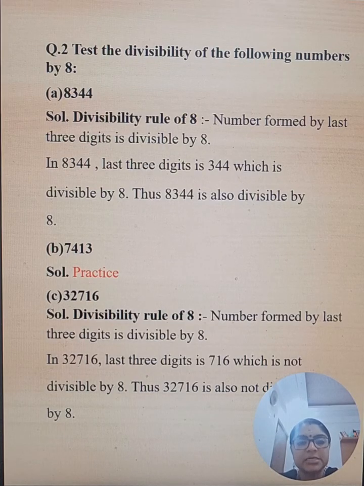Like this, you can practice the B part. Then the C part, the same rule. The last three digits of 713716 are 716. So 716 you can check. It is not a multiple of 8, so it is not divisible by 8. So the entire number is not divisible by 8.